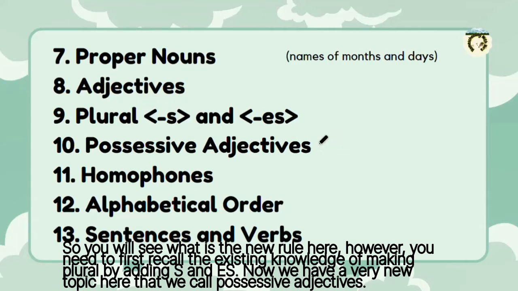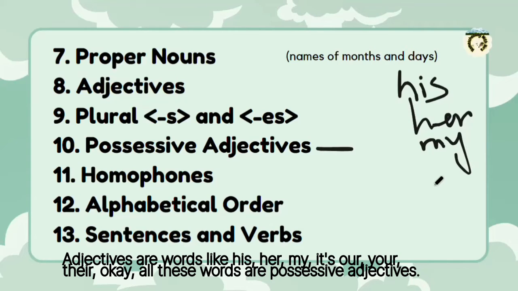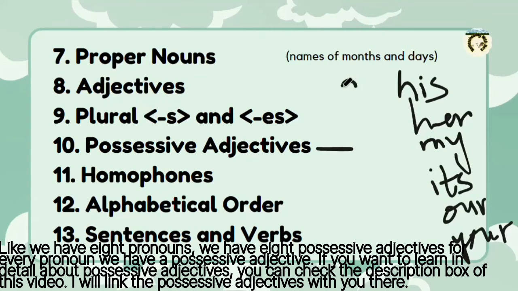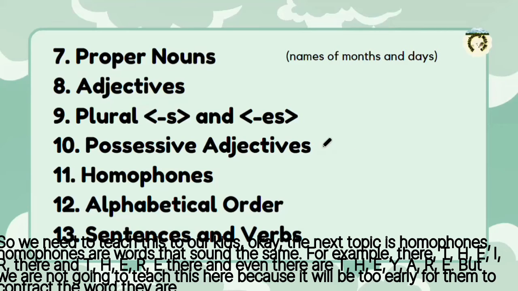Now we have a very new topic here that we call possessive adjectives. Possessive adjectives are the words like his, her, my, its, our, your, their. Okay, all these words are possessive adjectives. Like we have 8 pronouns, we have 8 possessive adjectives. For every pronoun we have a possessive adjective. If you want to learn in detail about possessive adjectives, you can check the description box of this video. I will link the possessive adjectives video there. So we need to teach this to our kids.